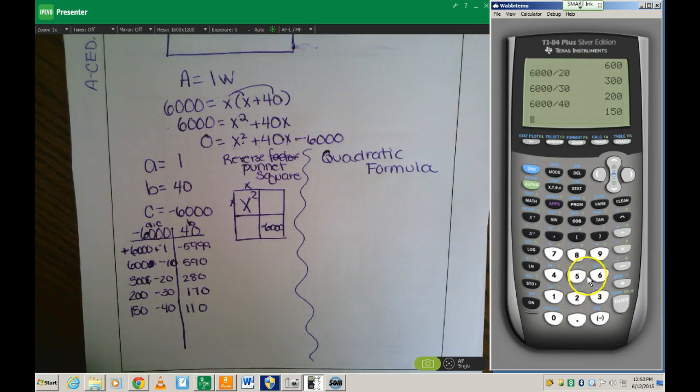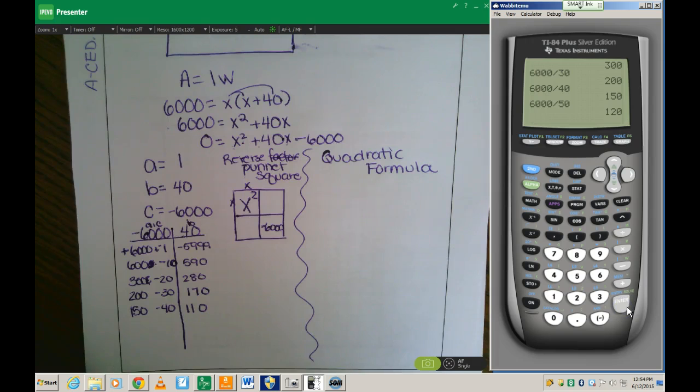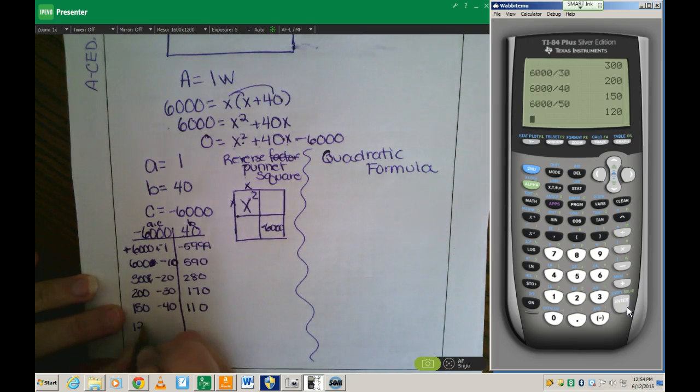So now I'm going to do 6,000 divided by 50. And all I'm doing is, normally I would divide by 1, 2, 3, 4, 5. Because of these extra zeros, I'm dividing by tens. So I get 120. Here's my 120 and my negative 50 for 70.